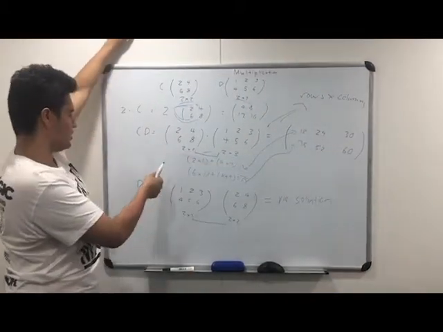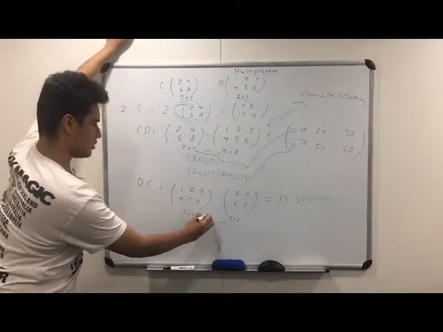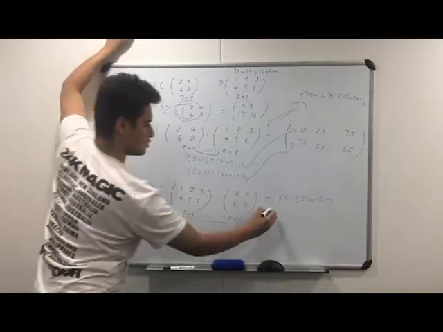Let's say we switch C and D around, we get D and C. We cannot solve this as 3 does not equal 2. Therefore, no solution.